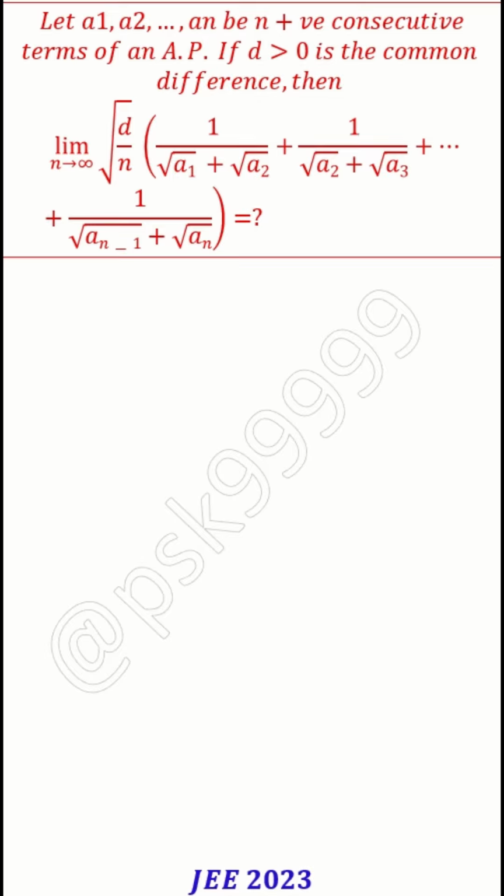Let a1, a2 up to an be n positive consecutive terms of an AP, and d is a common difference and d is greater than 0. Then what is the limit as n tends to infinity of the expression given there? Okay. So first thing is simplify the expression.